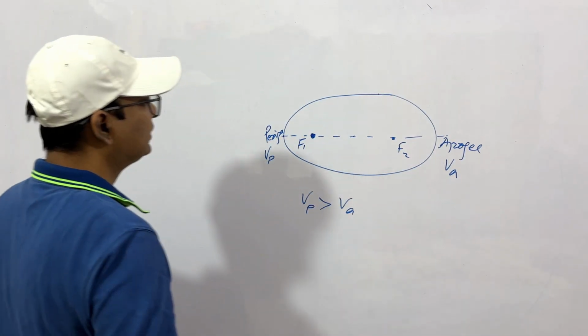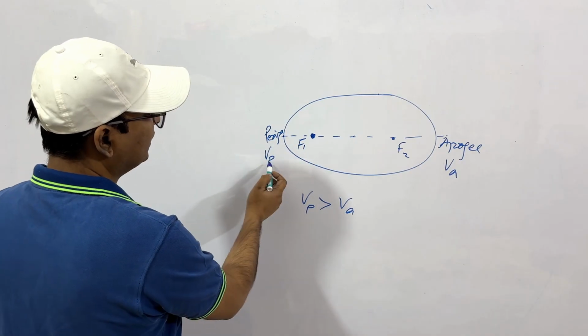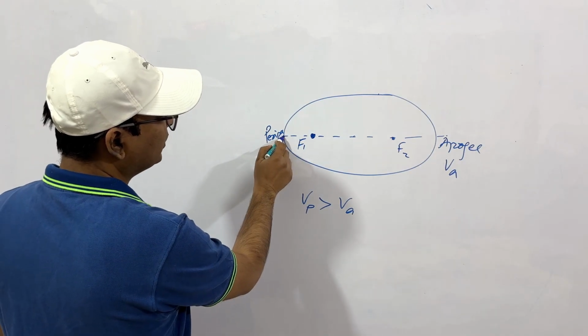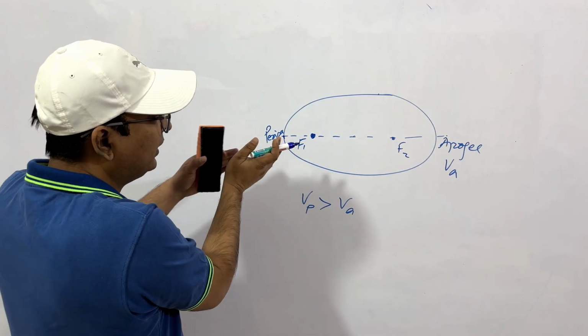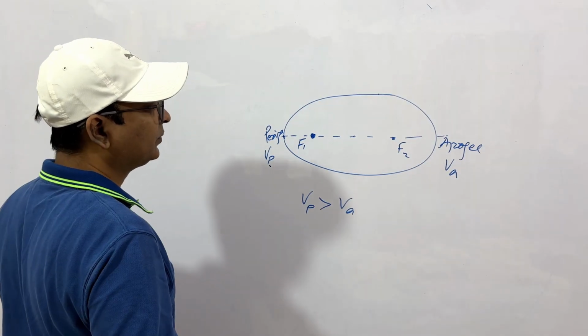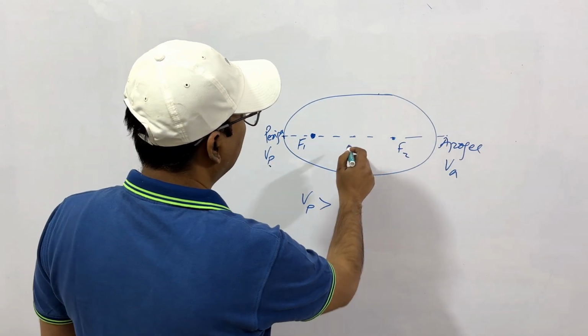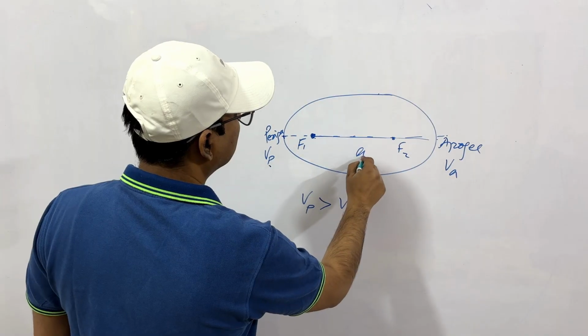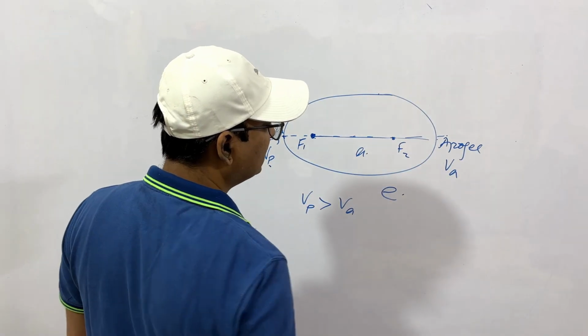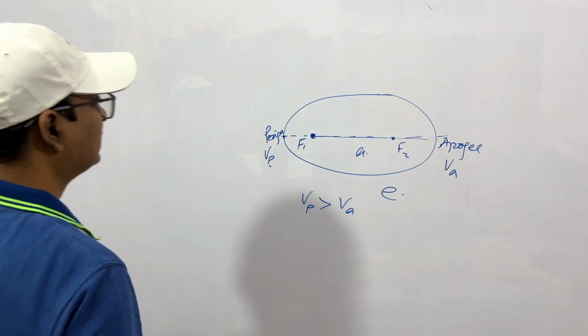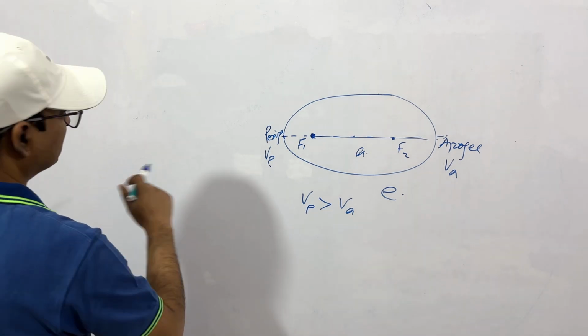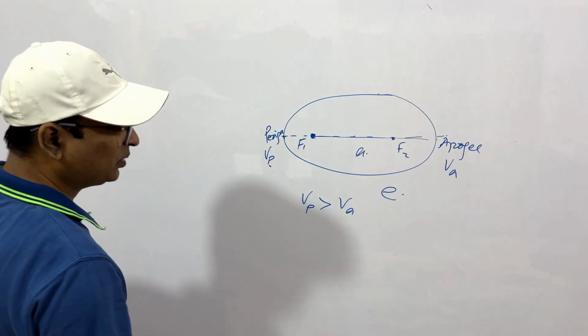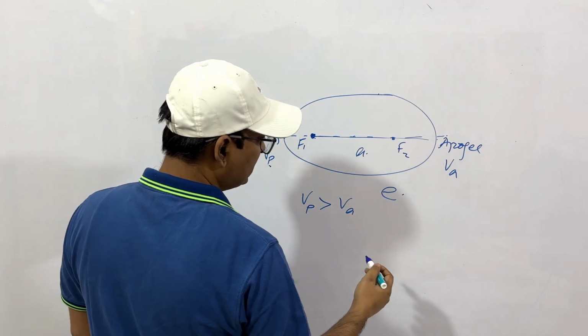That you'll study in Kepler's law. Areal velocity is constant. Therefore, at this point the velocity will be maximum because it has to cover equal area. Then you have the term major axis. This is the major axis, let's say this is A, and you have another term, eccentricity, which is the focal distance by the major axis. So these things you should go and revise in your ellipse syllabus.